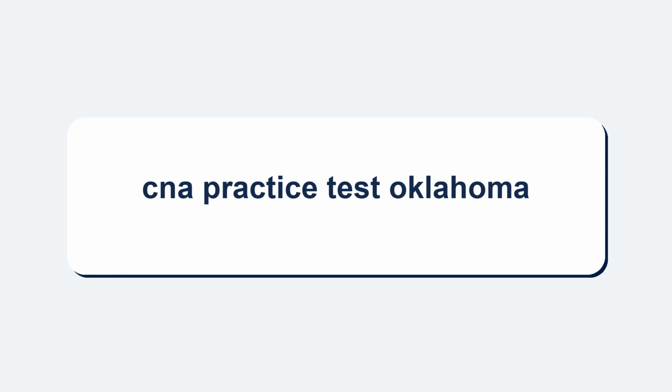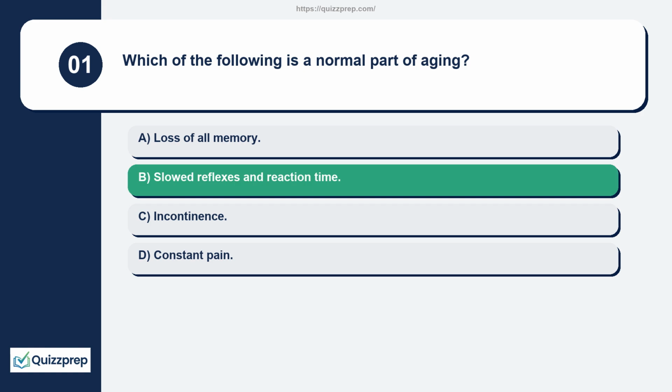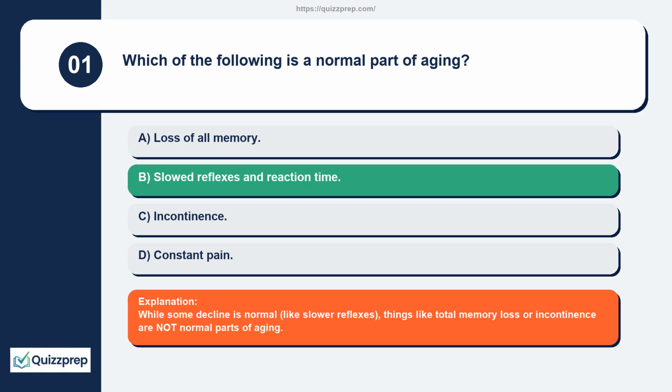CNA Practice Test Oklahoma. Question 1. Which of the following is a normal part of aging? Loss of all memory, slowed reflexes and reaction time, incontinence, constant pain. While some decline is normal, like slower reflexes, things like total memory loss or incontinence are not normal parts of aging.